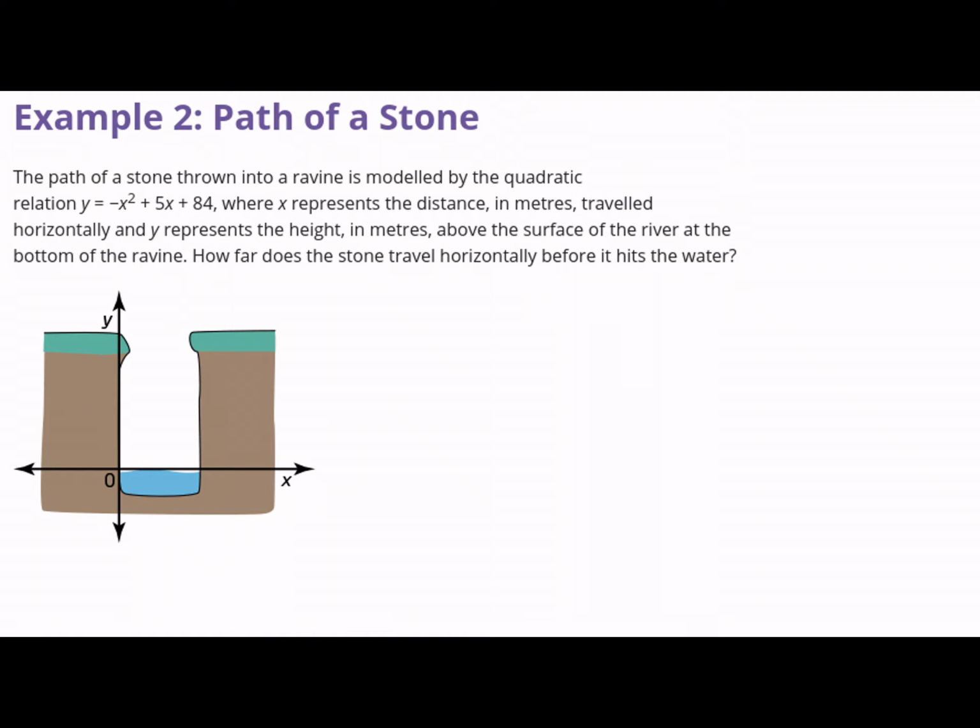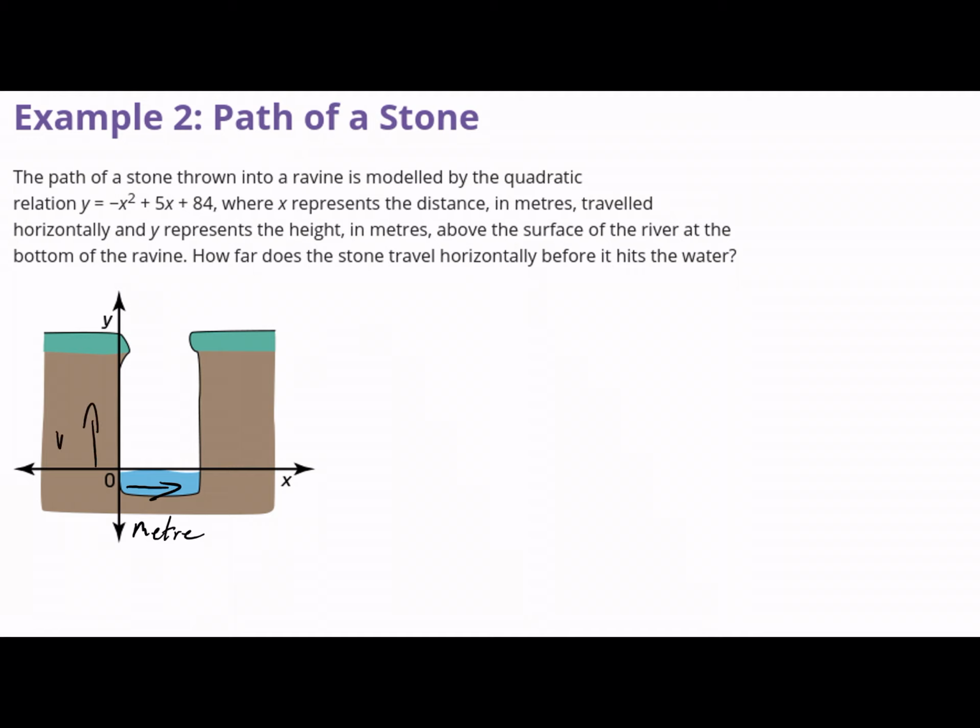Example 2, path of a stone. The path of a stone thrown into a ravine is modeled by the quadratic relation y equals negative x squared plus 5x plus 84, where x represents the distance in meters traveled horizontally. So our x is meters horizontally, and our y represents height in meters.